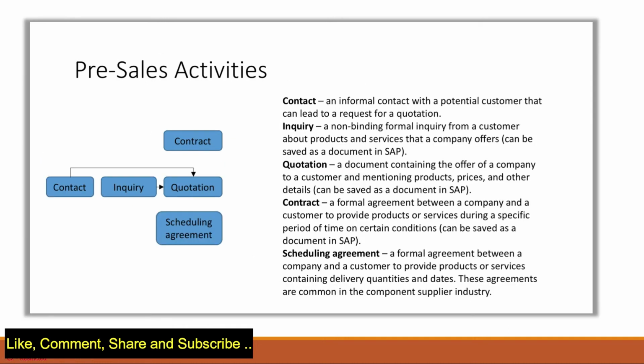Now, if we talk about the pre-sales activities in detail, there can be a contract, which is an informal document with a potential customer. We can have an inquiry, which is a non-binding formal inquiry from a customer about the products and services. We can have a quotation, which is a document that contains the offer of the company to a customer. We can have a formal agreement between a company and a customer, which is also called a contract. And we can also have a scheduling agreement, which is also a formal agreement between a company and a customer to provide products and services. These are some of the activities which happen before an actual sale happens.